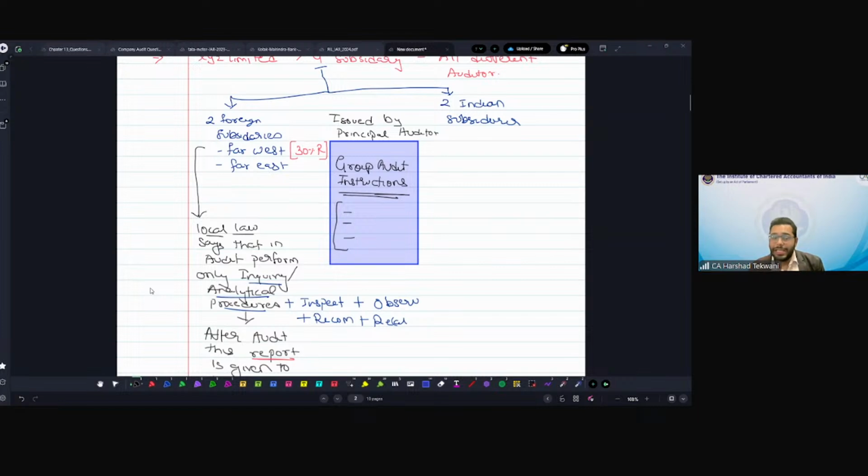All those things are combined in one set of documents that is known as the group audit instructions, and that is given to the component auditors.